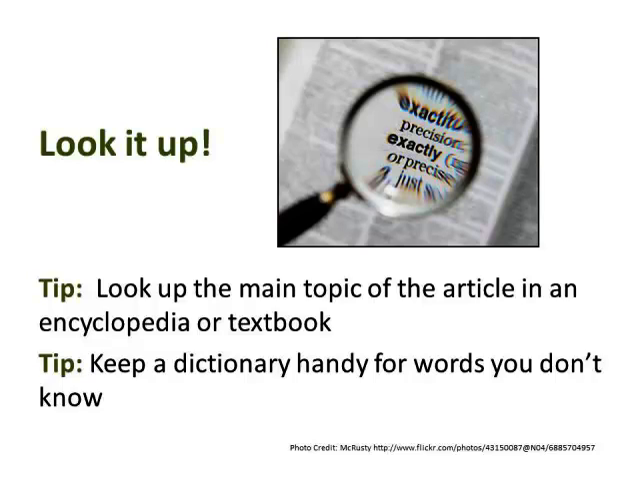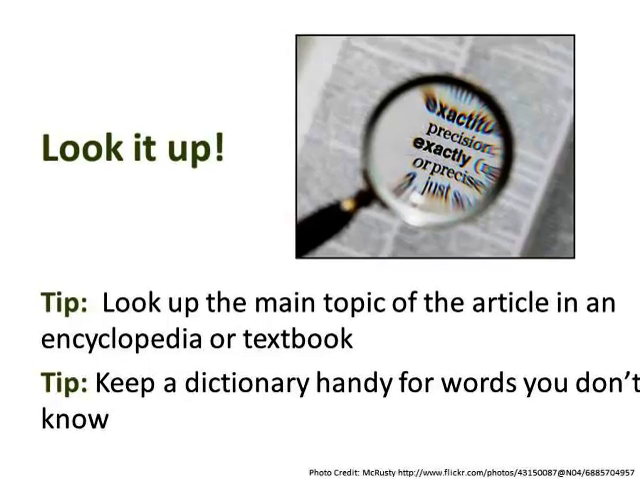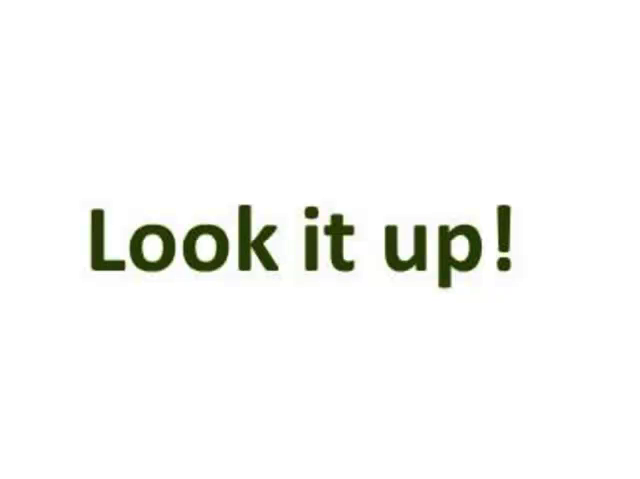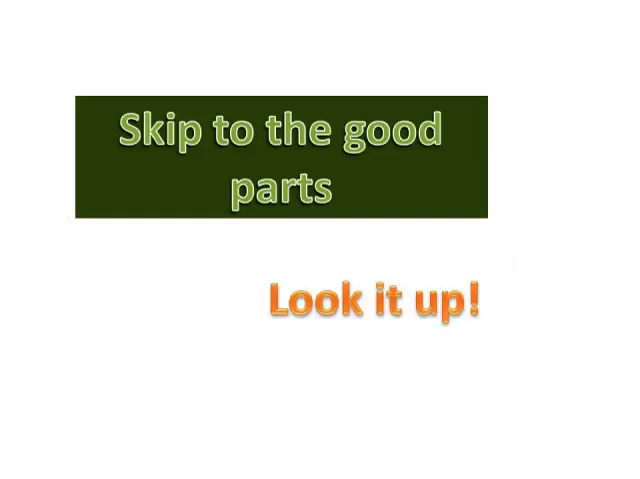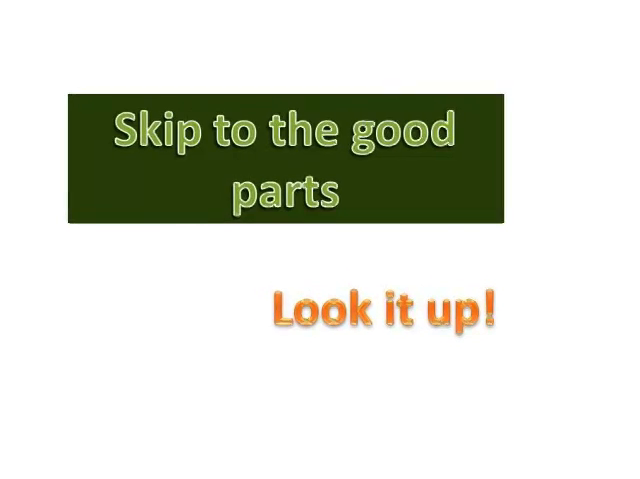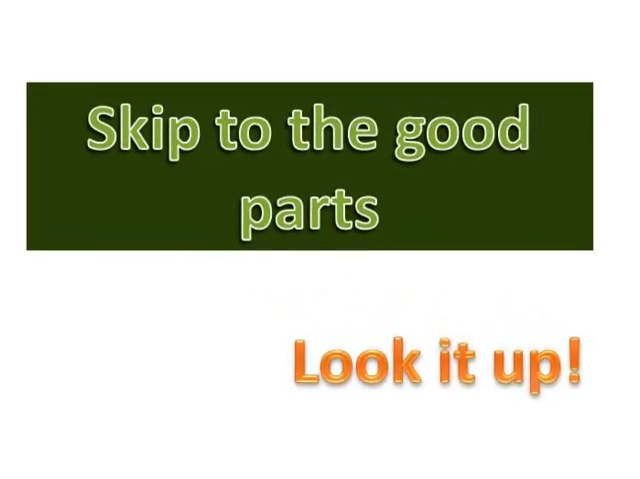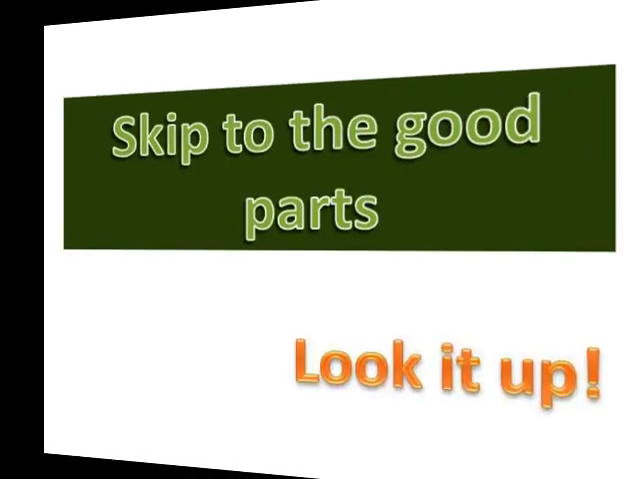Since academic articles are written by experts for other experts, they tend not to explain the topic or give definitions. They deal with specifics and details that make sense to the experts, but are difficult for the rest of us. So you may need to look up words or read an encyclopedia entry or textbook discussion on the main topic to help you understand the article. So unlike reading a novel, with an academic article, you want to skip right to the good parts. If you do that and look up topics and words you don't know, reading academic articles gets easier.